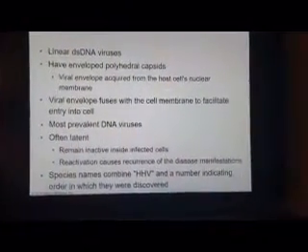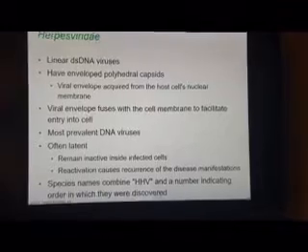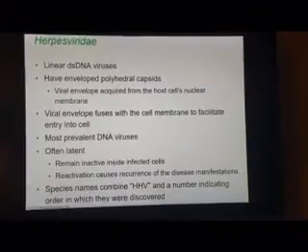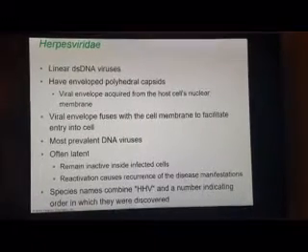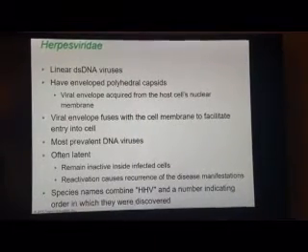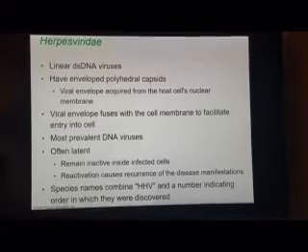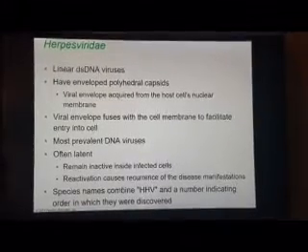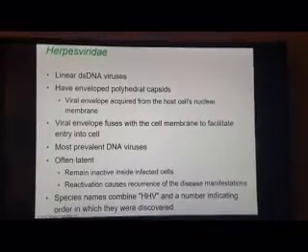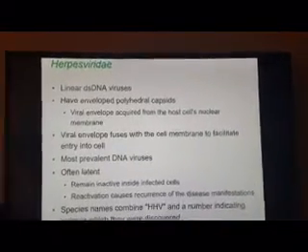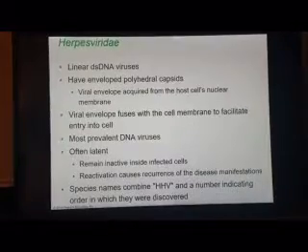Herpesviridae have enveloped polyhedral capsids containing linear double-stranded DNA. The viral envelope is acquired from the host cell's nuclear membrane. The viral envelope fuses with the cell membrane to facilitate entry to the cell. Many types of herpesvirus infect humans, and their high infection rate makes them the most prevalent of DNA viruses.